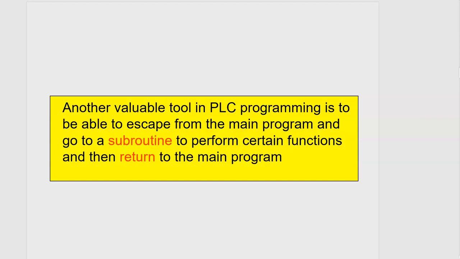And the subroutine, the way it's done with the PLC, you actually will go out of your main ladder file and you'll go to this small secondary file, which is called the subroutine. You'll run that program and then you'll return to the actual main program.